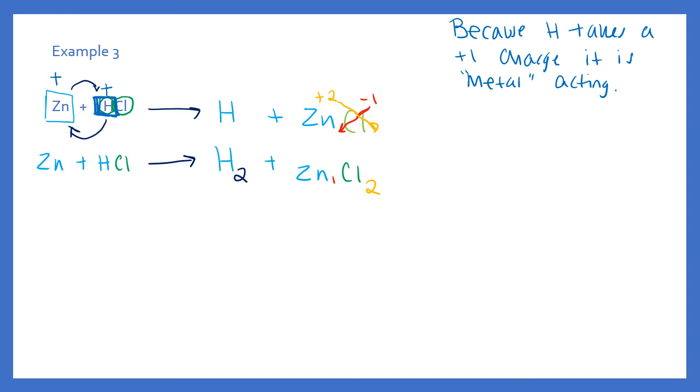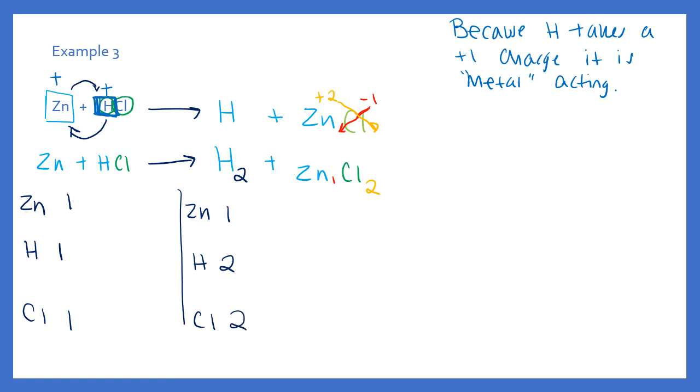So step 1 was determine metals and nonmetals. Step 2 was to swap them without the coefficients. Step 3 was to determine charge. Step 4 was to crisscross. Step 5 was to simplify. We can't simplify, so step 6 is to balance. Zinc, hydrogen, and chlorine. So I have 1 zinc, 1 hydrogen, 1 chlorine. I have 1 zinc, 2 hydrogens, 2 chlorines.